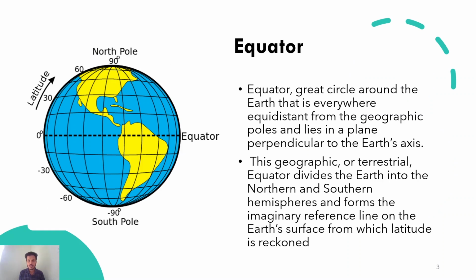Now let's talk about some basic information we need for understanding GCS and PCS. First, we need to know what is equator and what is meridian. Equator is a great circle around the Earth that is everywhere equidistant from the geographic poles. The equator line divides the Earth into northern and southern hemisphere.